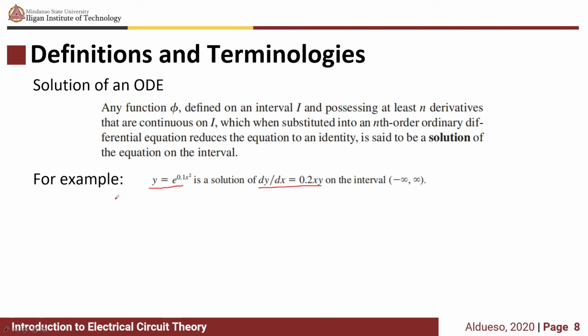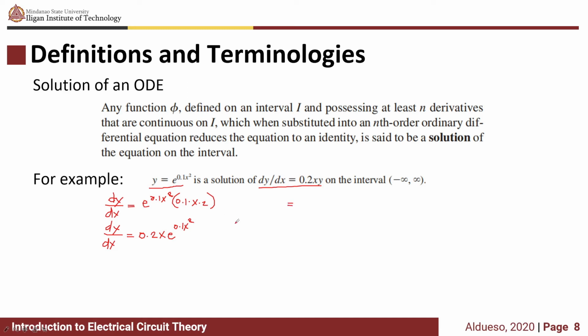So first, let's get the first derivative of this function with respect to x. So dy over dx is just e to the 0.1 x squared. Then we have the derivative of this exponent. We have 0.1 times x times 2. So we have dy over dx is equal to 0.2 x e to the 0.1 x squared.